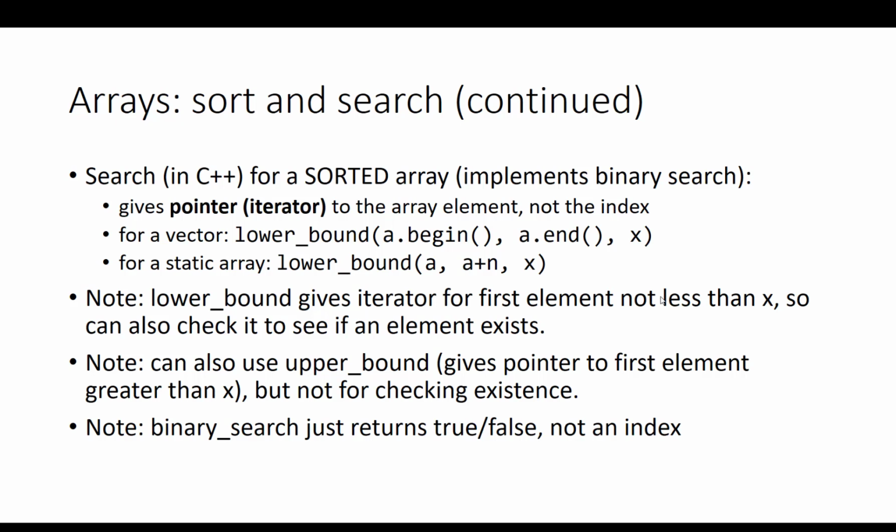Now there's also something called upper bound, and that's going to give a pointer to the first element greater than x, but notice you can't use that to find x. So you're not finding something that's greater than or equal to x, it's the first thing greater than x. So you can use a combination of lower and upper bound sometimes to get ranges of things, but the point is lower bound is kind of your friend. That's the standard binary search that most people are looking for.